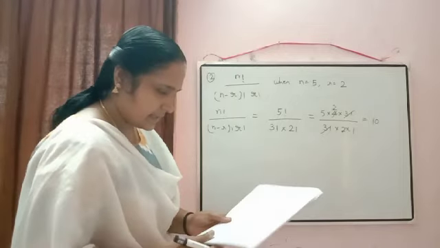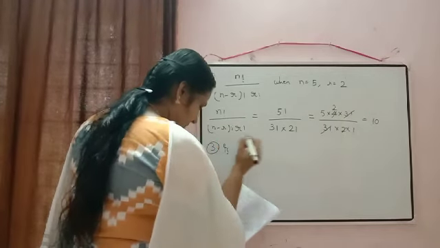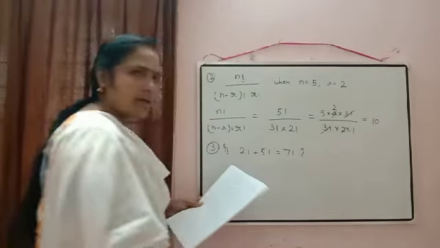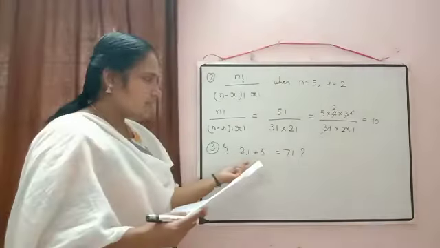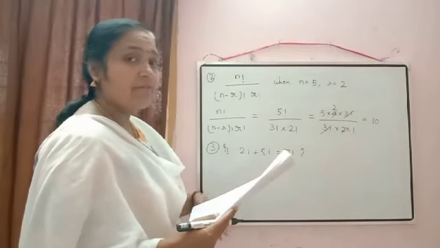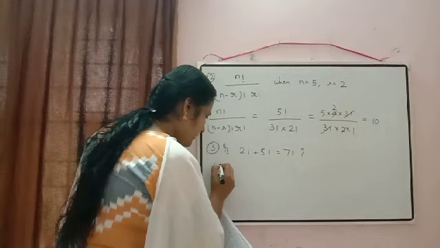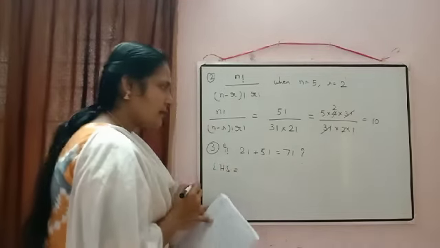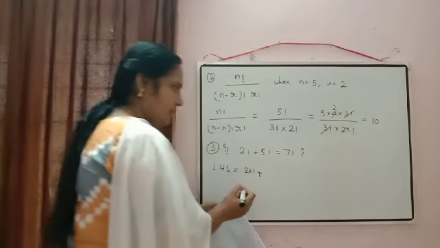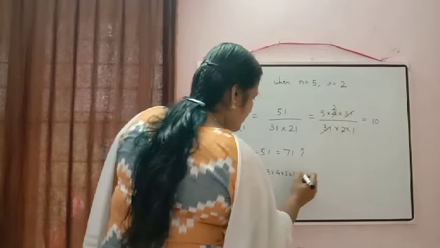Okay, now write down the next one. Third question: 2 factorial plus 5 factorial is equal to 7 factorial. We have to check whether their addition is the same or not. For that, first we can simplify the left hand side. What is the value of 2 factorial? 2 factorial means 2 into 1. And 5 factorial means 5 into 4 into 3 into 2 into 1.